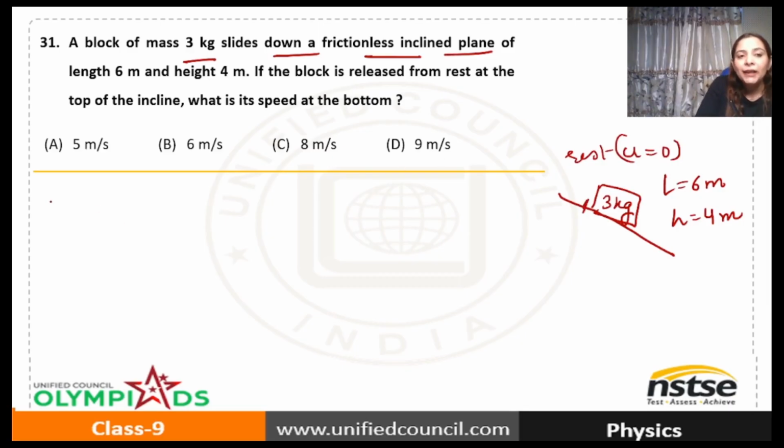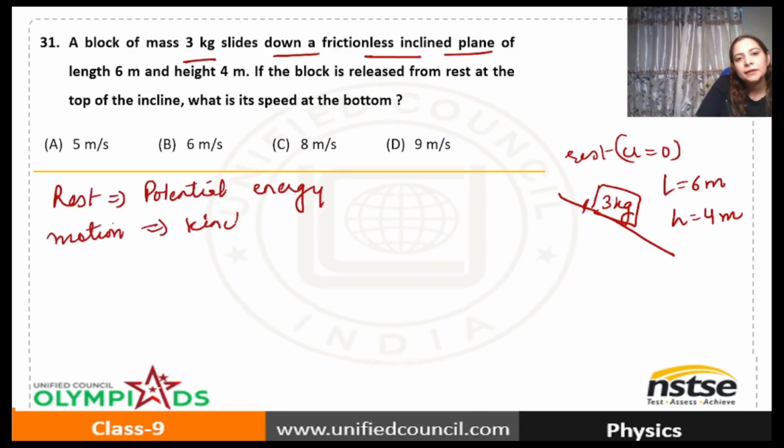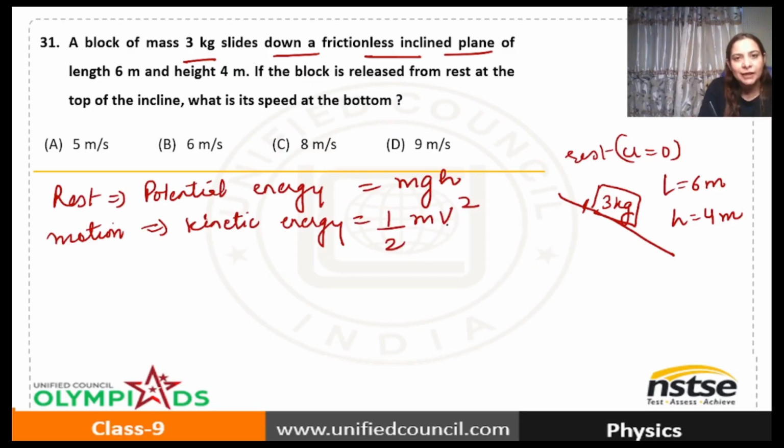When the body is at rest, the energy that it possesses is potential energy. And whenever a body is in motion, the energy possessed by it is kinetic energy. We find potential energy as mgh, that is mass of the body, acceleration due to gravity, and height to which it is placed. Kinetic energy is equal to half mv square, that is mass into square of the velocity it possesses.